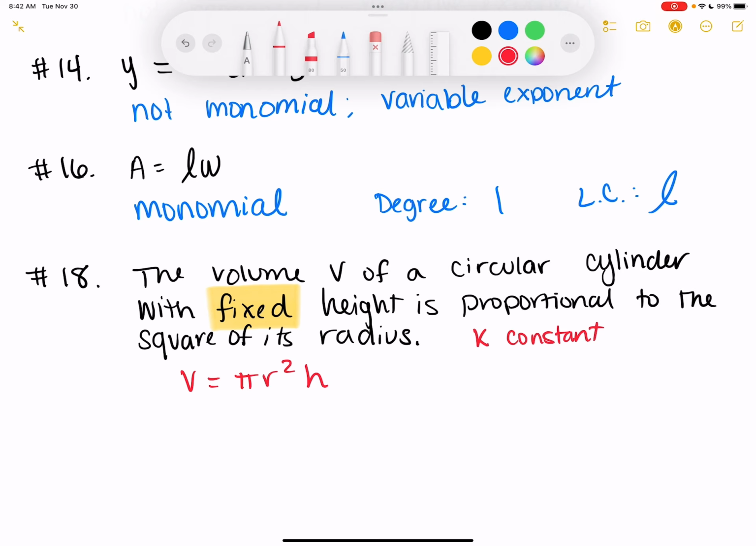Okay, it says the volume V of a circular cylinder with fixed height. Fixed height means it's not changing, meaning it's constant, so it's going to be k. It is proportional to the square of its radius. Pi is also included because pi is a number, so it's a constant. So what we're going to do is rewrite this as V is equal to k r squared. That's the answer. But where did the pi go?